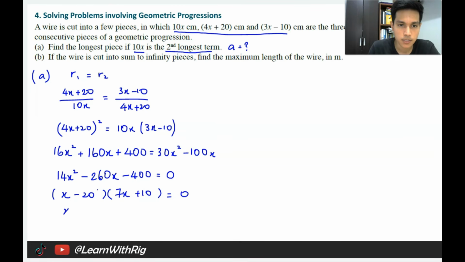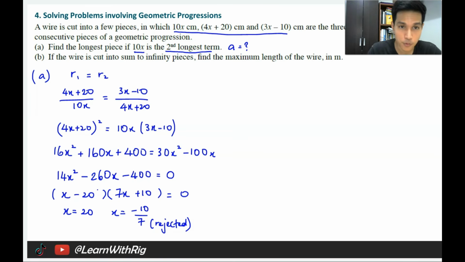And so in other words, x is equal to 20, or x can also be equal to negative 10 over 7. But here's the thing, this one is rejected. Why? Because if x is a negative value, when you substitute into the x value here, you'll get a negative length. Okay, so it's not possible for you to have a negative length. So that's why the negative x value would be rejected. So in other words, x value is equal to 20.